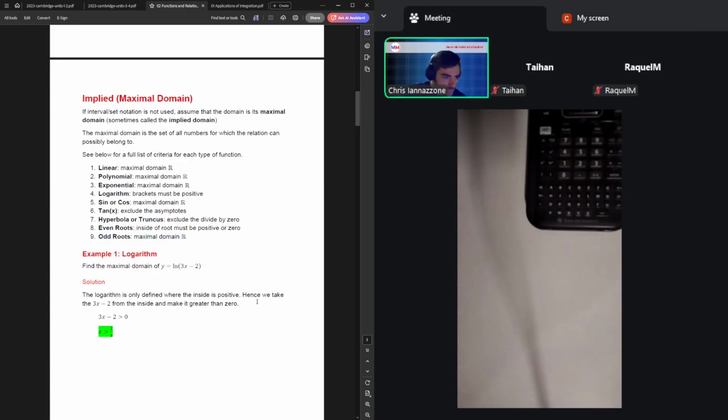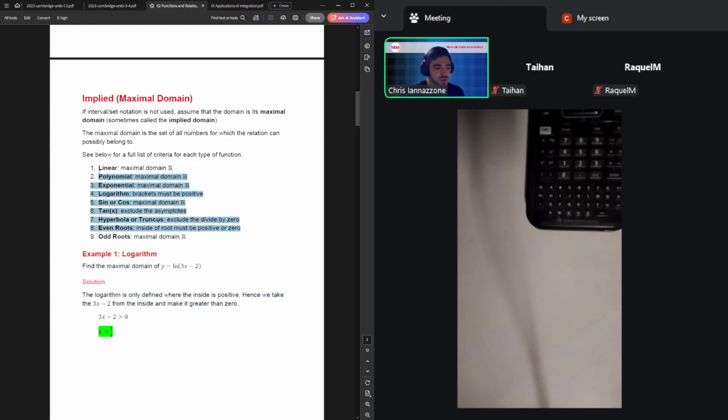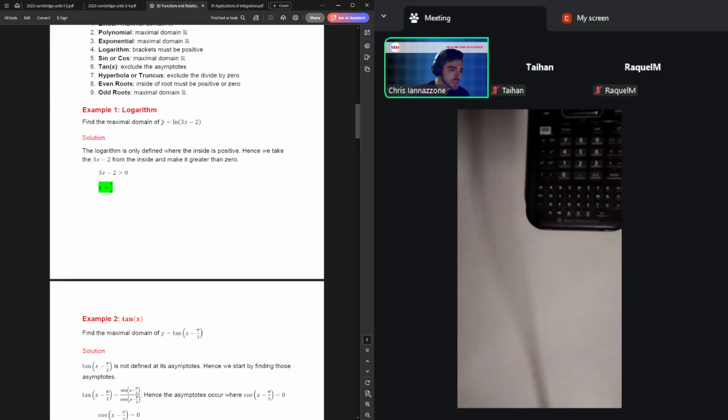which is why there's no restrictions on that one. So the only examples I'll give will be the cases where the domain isn't just going to by default be all real numbers. So let's have a look.